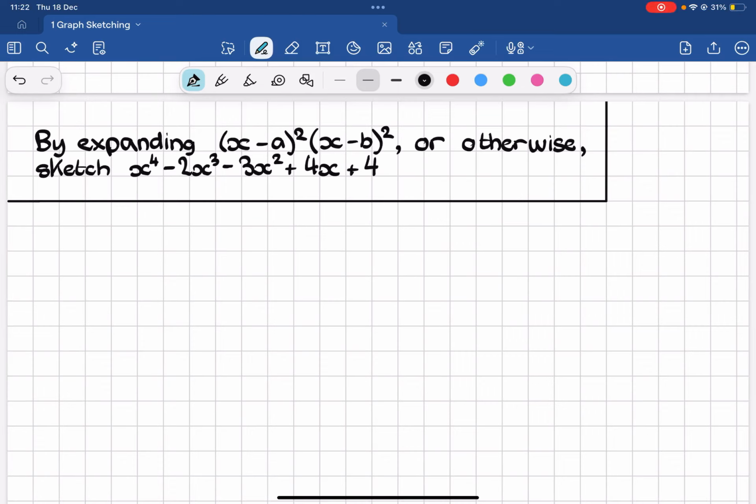Today we've got another graph sketch, and we need to sketch x to the 4 minus 2x cubed minus 3x squared plus 4x plus 4 by expanding (x minus a) squared times (x minus b) squared. Let's start off by expanding (x minus a) squared times (x minus b) squared.